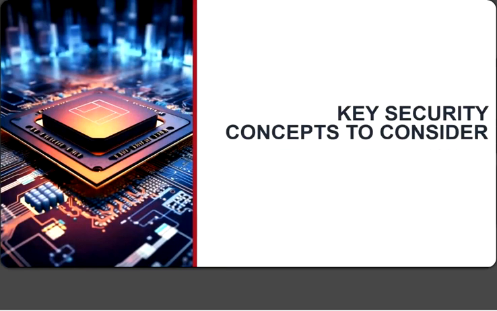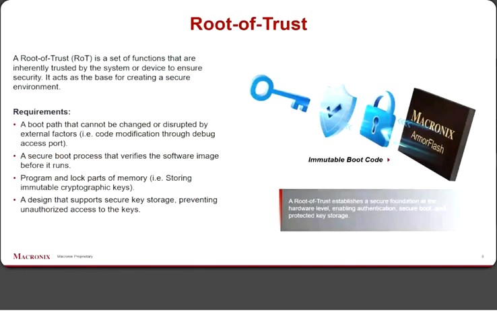Next, I want to go into the key security concepts to consider. So let's start with the root of trust. This is a very important concept in security, and you basically want to be able to create a trusted execution environment. And you do that through a set of functions that are inherently trusted by the system or device to ensure the security. And it acts as a basis for creating a secure environment.